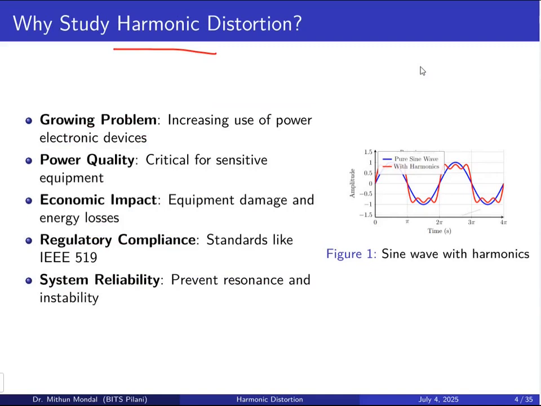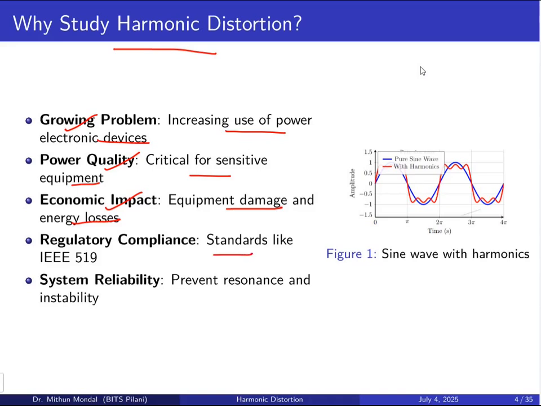Harmonic distortion is a growing problem with the increasing use of power electronic devices, which is one of the reasons. We are dependent on power electronic devices like rectifiers, inverters, filters, and so on, and they are one of the main reasons for harmonic distortion. The power quality, which is critical for sensitive equipment, is impacted. There is an economic impact also, because equipment damage and energy losses will take place.